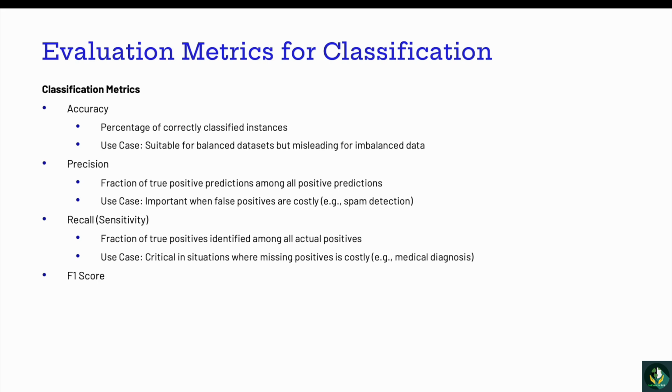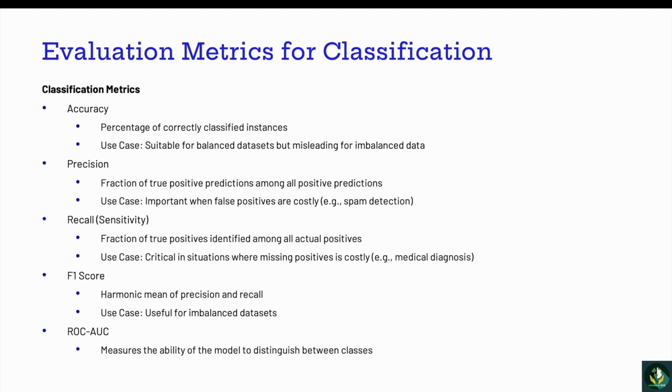Next, we have F1 score. It's the harmonic mean of precision and recall, and for it, the use case is useful for imbalanced data sets. Then we have ROC AUC, which measures the ability of the model to distinguish between classes. Its use case is it is important for evaluating binary classifiers.